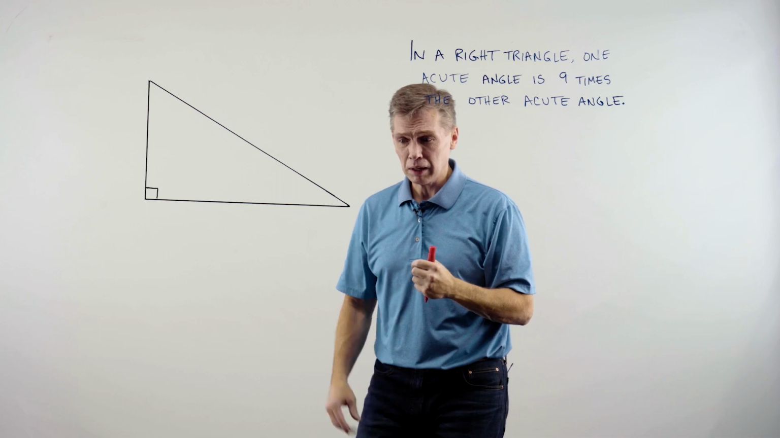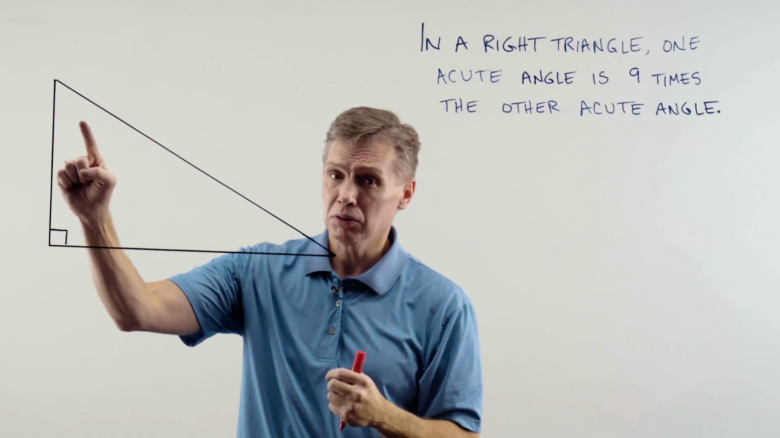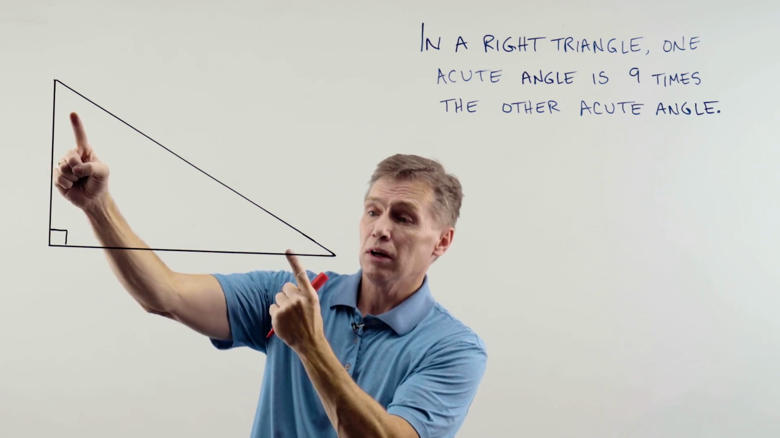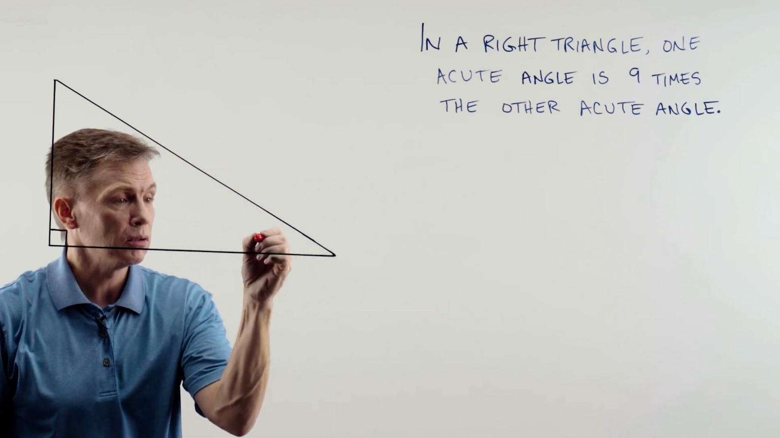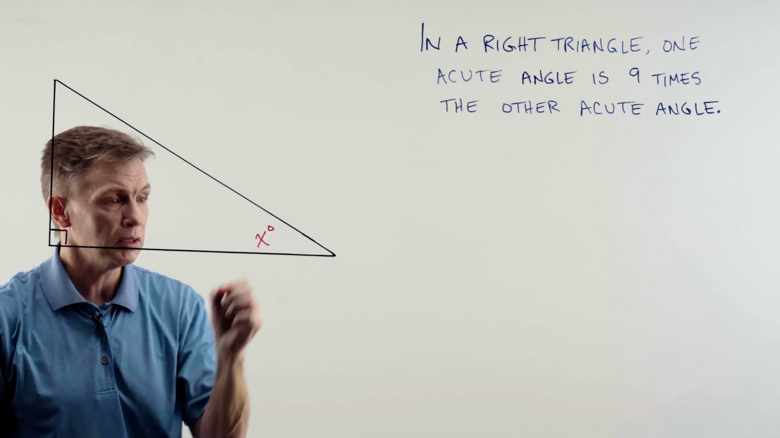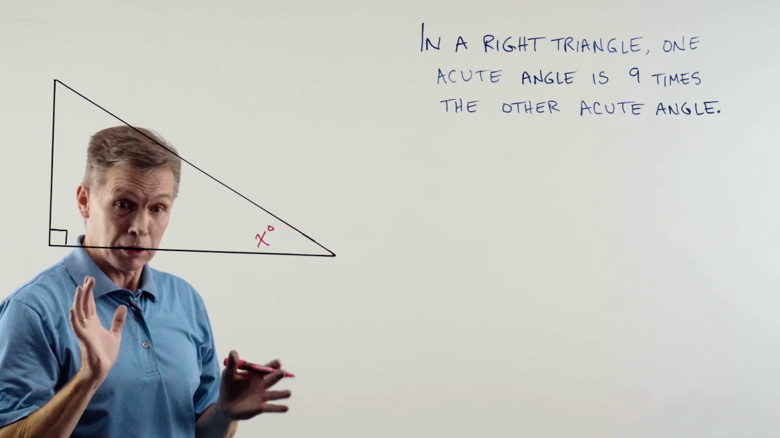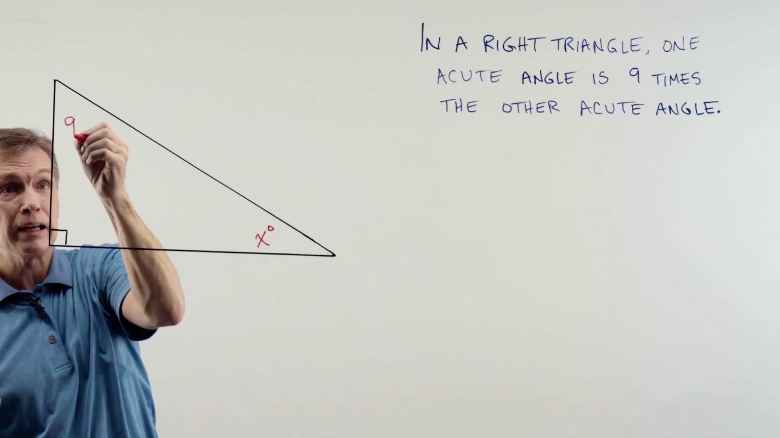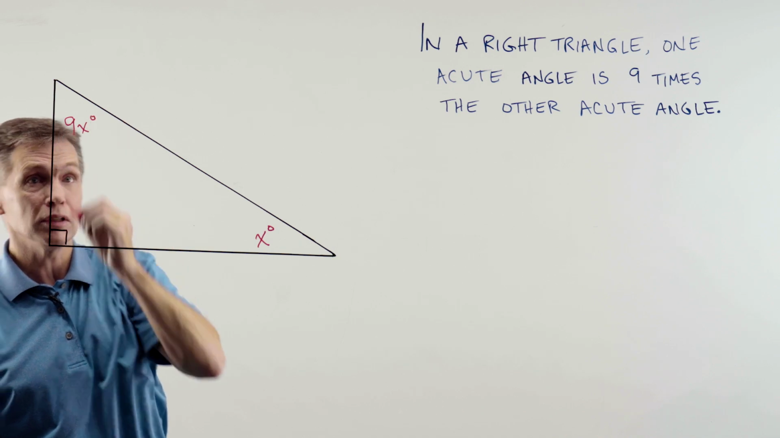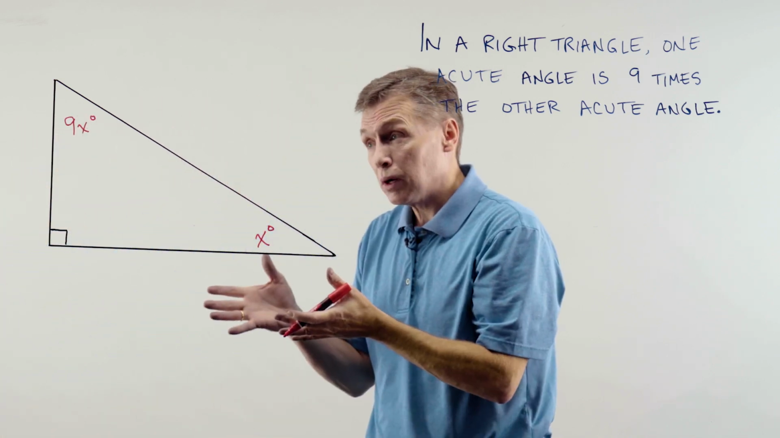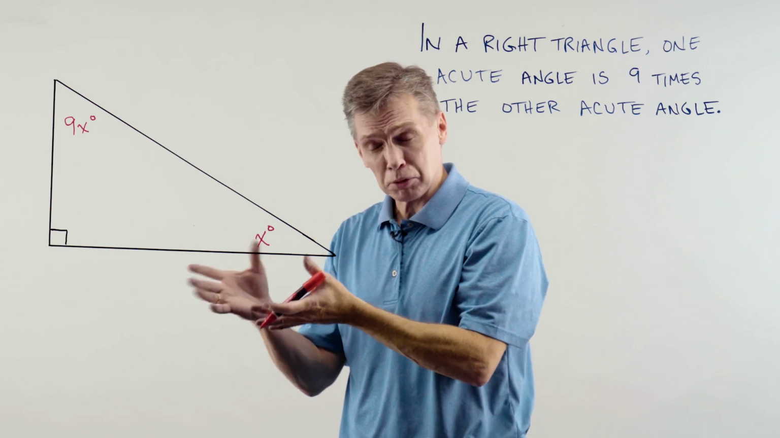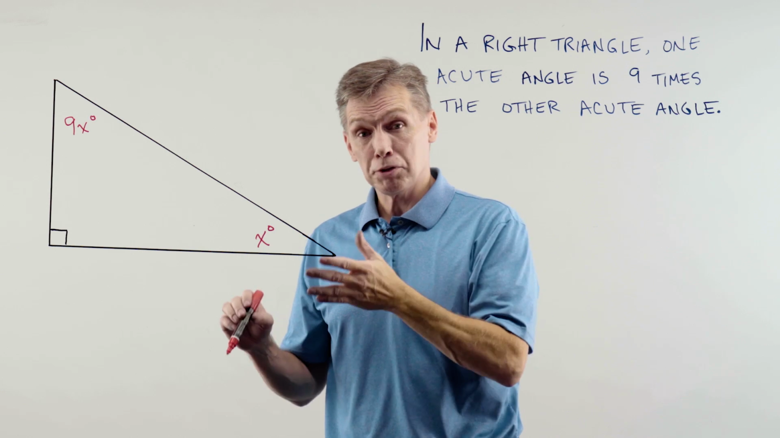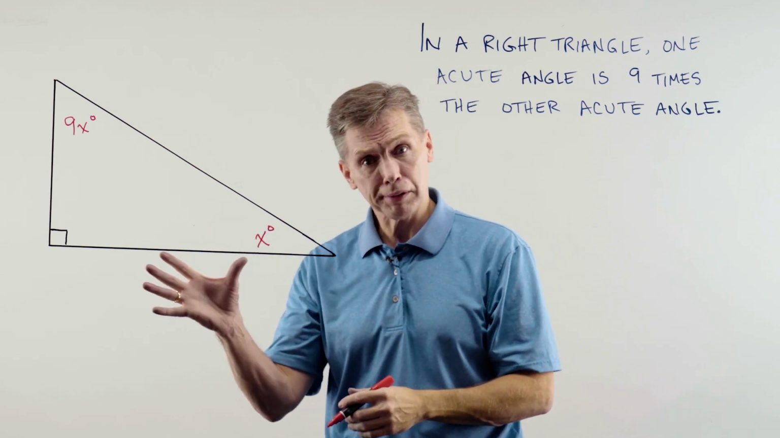So what did they provide? The one acute angle, maybe I'll point to this one first, is 9 times the size of this other angle. So let's label this angle just x degrees. I made that up. But what I do know from the description is that this other angle must be 9 times x degrees. That's where it's important that you're representing the description they've given you, not that your drawing's accurate.